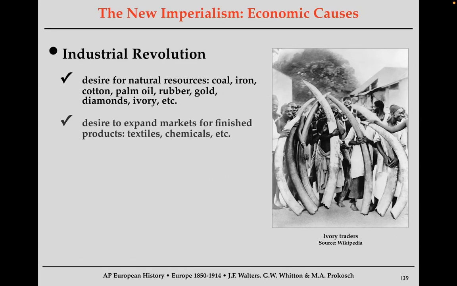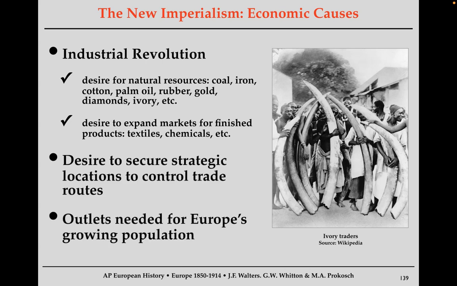All right, so we'll start with causes. We'll get into economic, political, social causes. And first, let's start with economic. And this one is critical. You cannot talk about 19th century imperialism, new imperialism, without talking about the Industrial Revolution. They go hand in hand.